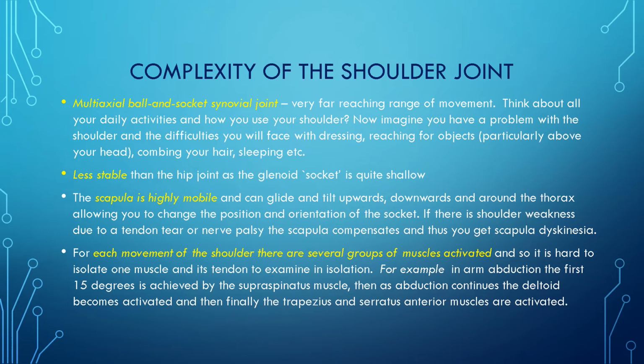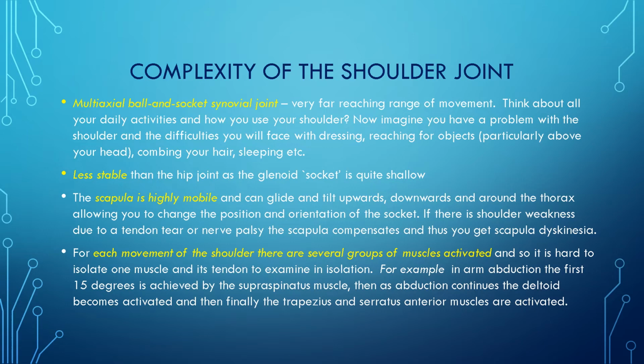As we briefly mentioned, for each movement of the shoulder, there are several groups of muscles that are activated to make that movement possible. And because of that, it's quite hard to isolate one muscle and its tendon to examine to see if it's that muscle that is the problem.